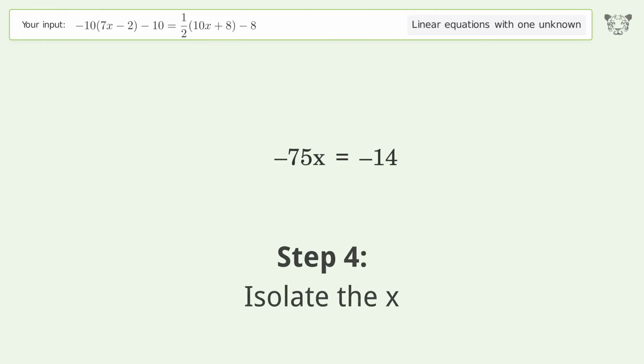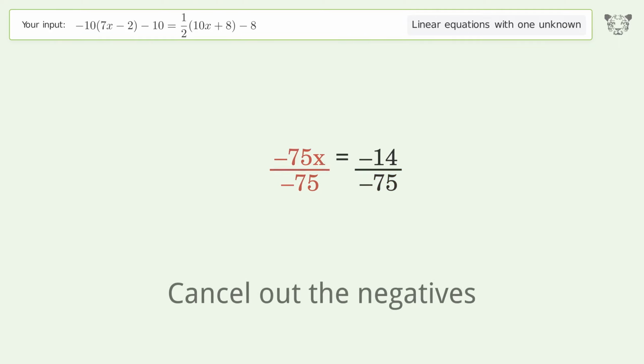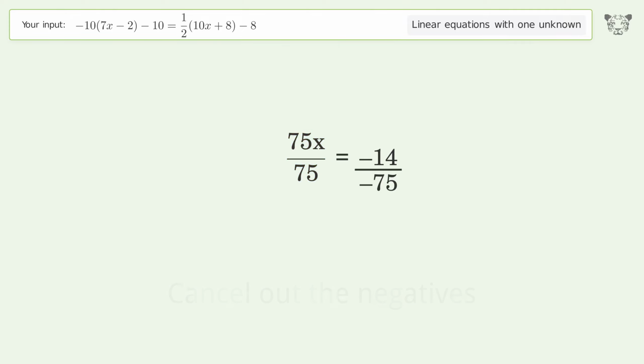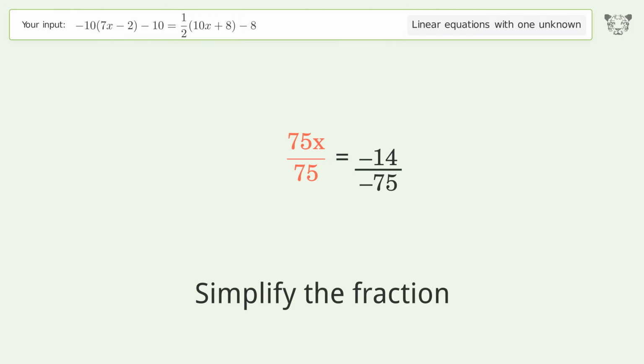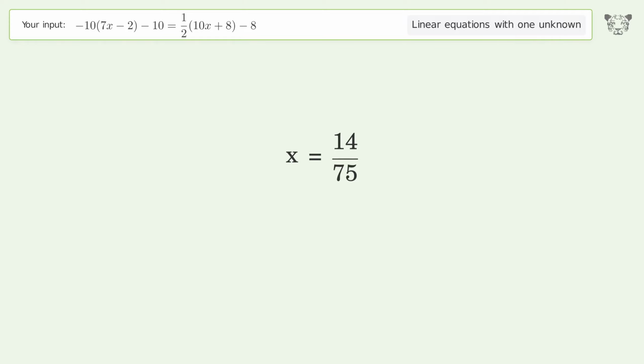Isolate the x. Divide both sides by -75. Cancel out the negatives. Simplify the fraction. Cancel out the negatives. And so the final result is x equals 14/75.